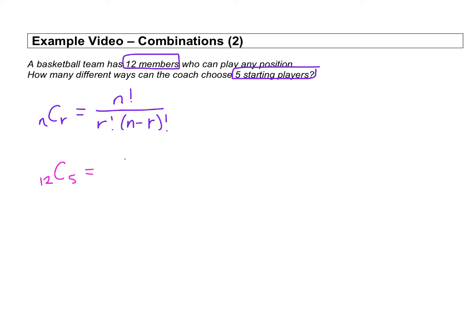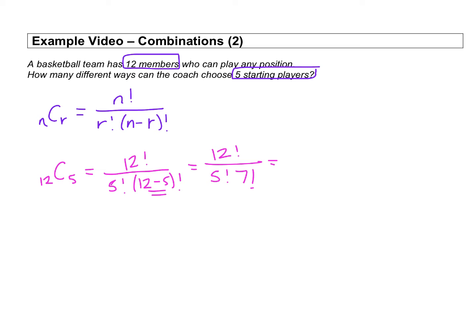So we're going to plug in. We've got 12 factorial on the top. Our r is 5, so 5 factorial times 12 minus 5 factorial. Let's take care of that subtraction. 12 factorial over 5 factorial times 7 factorial.